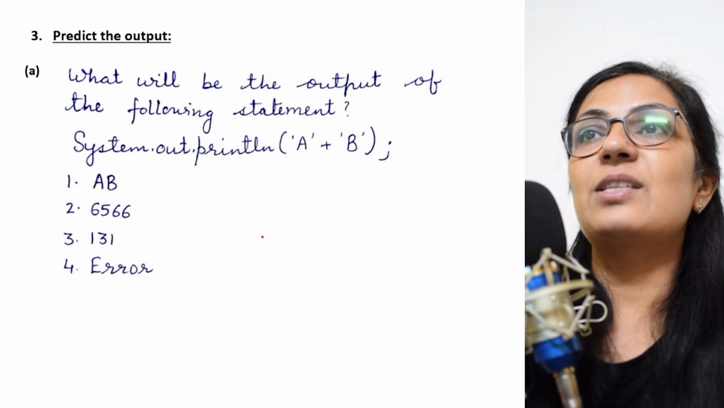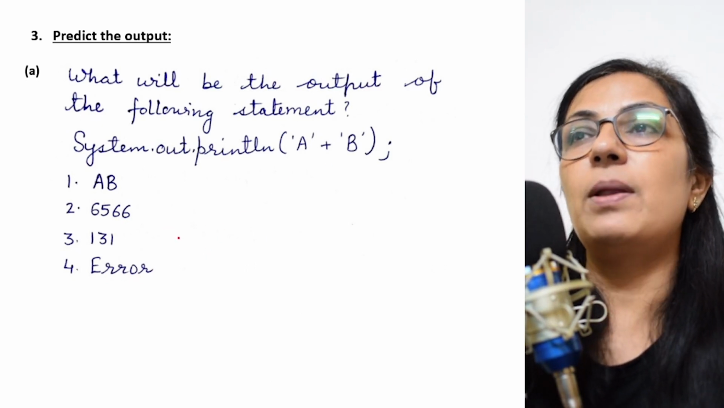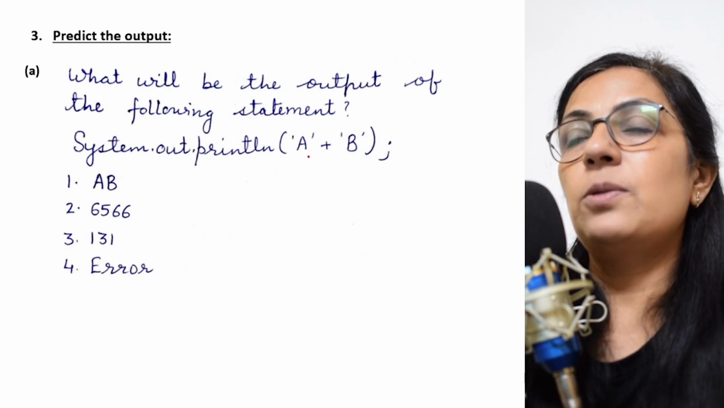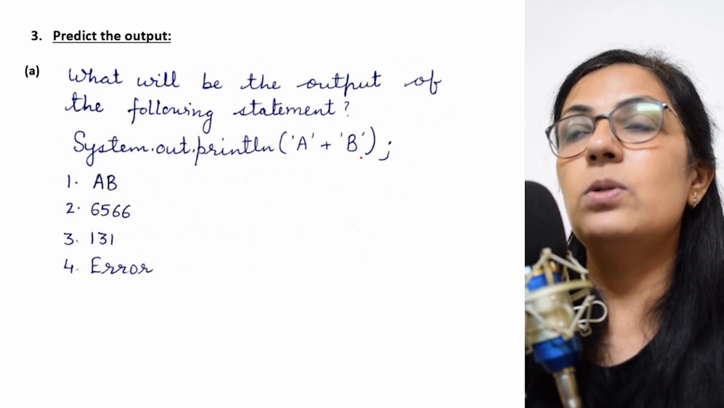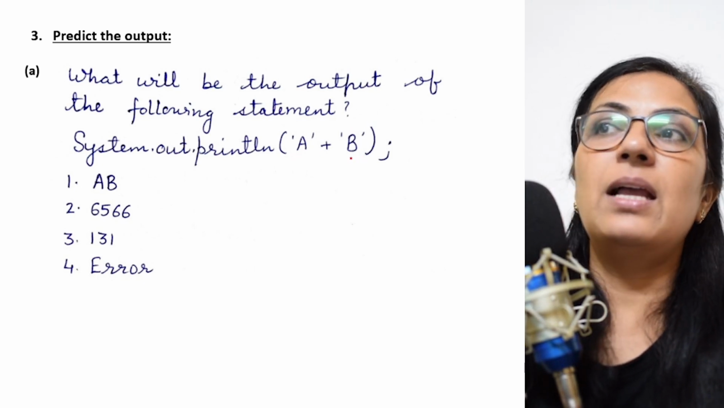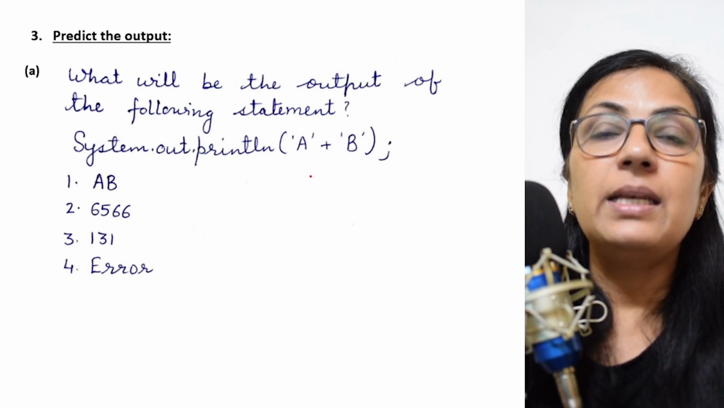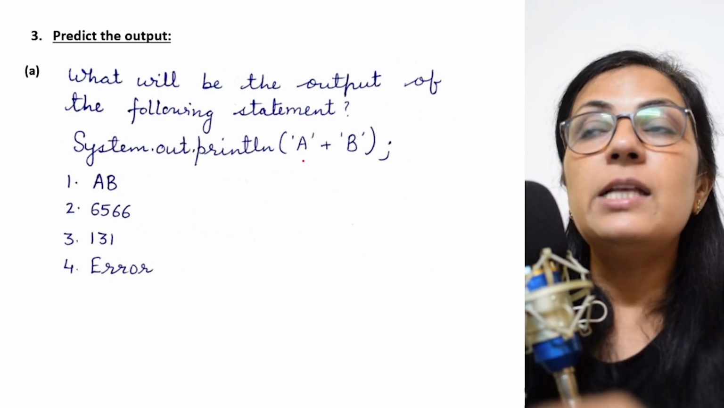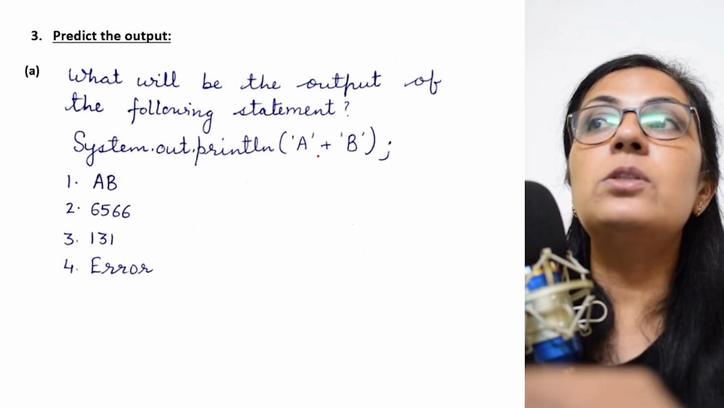Let us move to the next question. Predict the output. What will be the output of the following statement? Children, very easy. Now please see here, System.out.println within single quotes A plus single quotes B. Children, please note A within single quotes and B within single quotes are not strings. So they cannot be concatenated, they cannot be combined together. So in place of the concatenation, what will be done? Their Unicodes will be added.